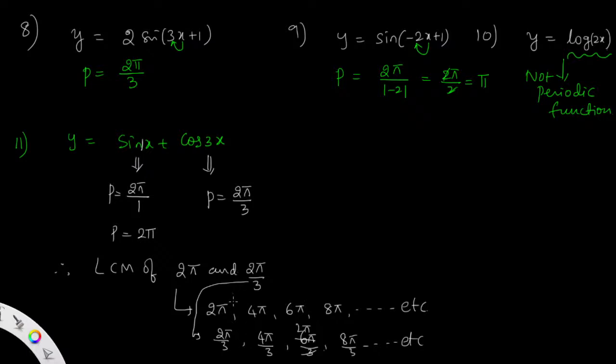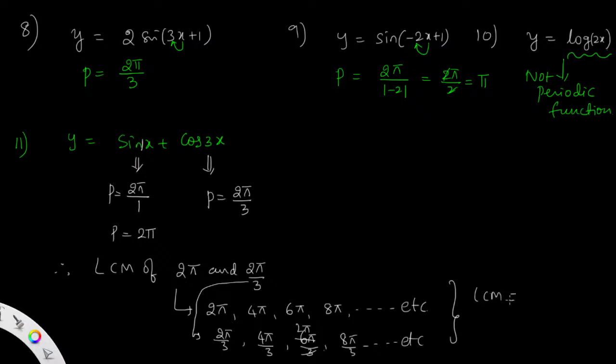What are the common multiples? That is the basic idea. LCM is nothing but the least common multiple. For the first series you can write 2 pi, 4 pi, 6 pi, 8 pi, etc. And for the second, 2 pi by 3, 4 pi by 3, 6 pi by 3, 8 pi by 3. So what is the common set of values?